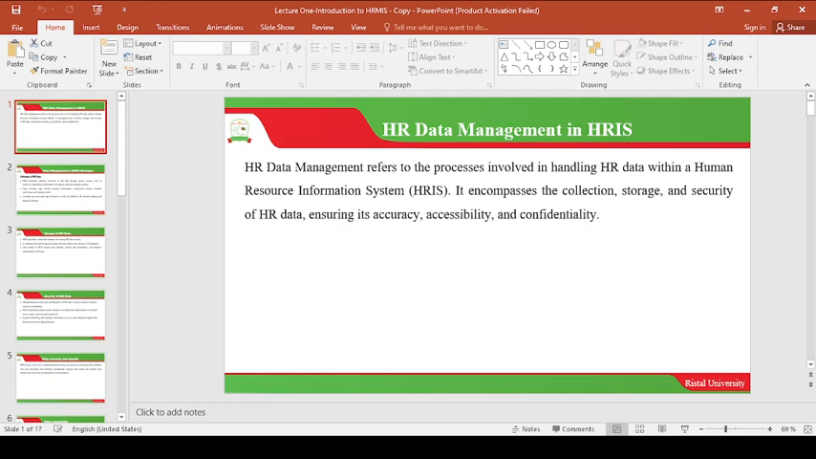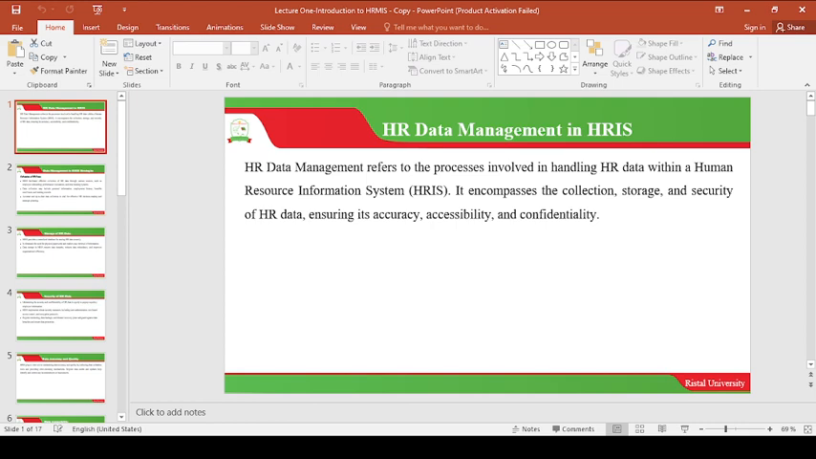So, HR data management refers to the process involved in handling HR data within a human resource information system. It encompasses the collection, storage, and security of HR data, ensuring its accuracy, accessibility, and confidentiality. So what information or what data are we talking about here? We're talking about the academic documents of the employees, employees' contracts, employees' job descriptions, and any other job-related information.